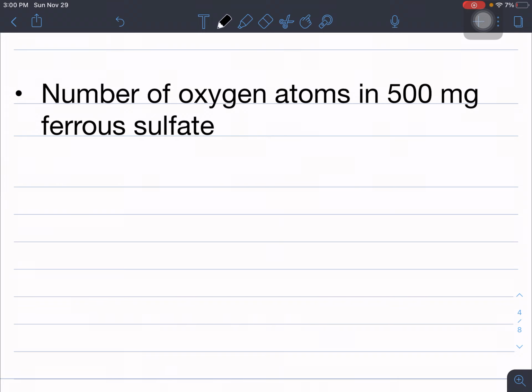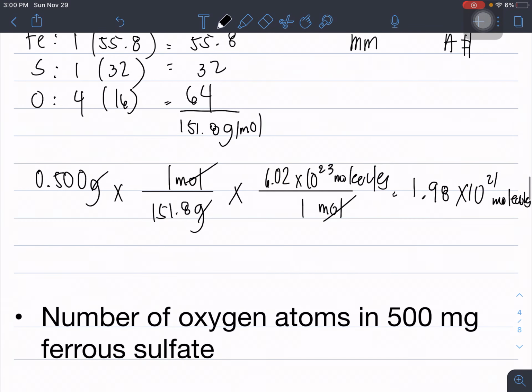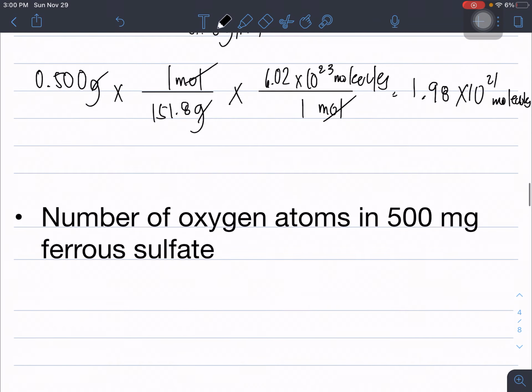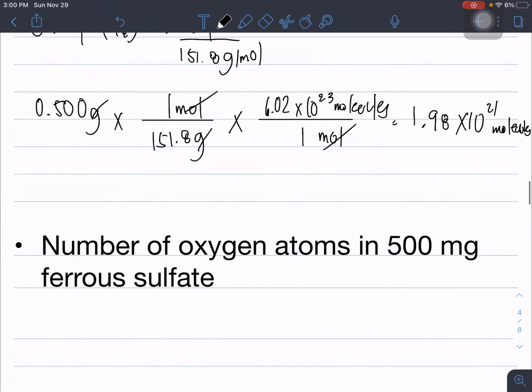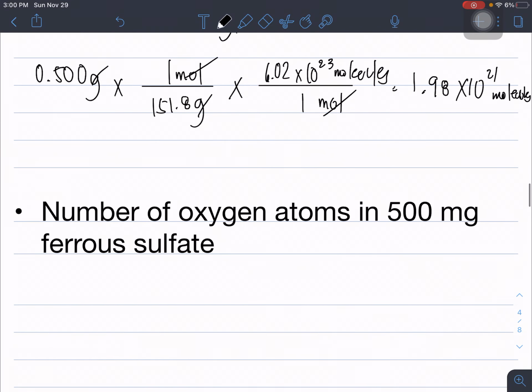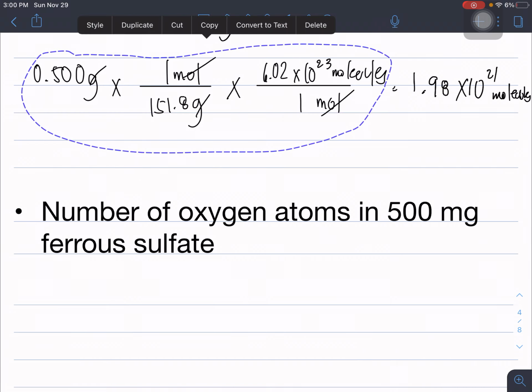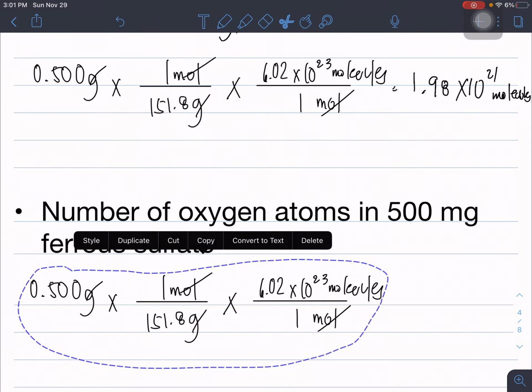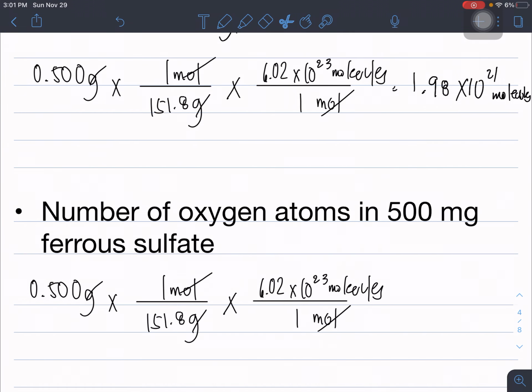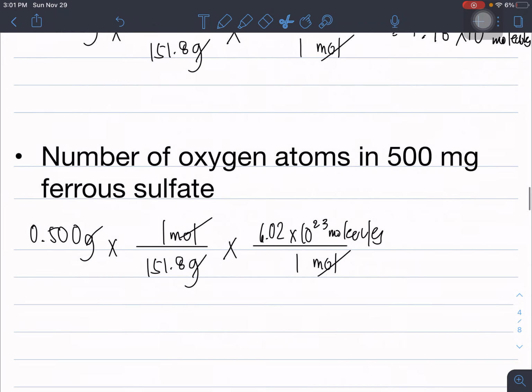Another example: number of oxygen atoms in 500 milligrams ferrous sulfate. So we will be having this kind of question. I think I should copy the previous solution because there will be no problem with it. We have the same question, it just so happened the goal is to find the number of oxygen atoms. So we should analyze the question.